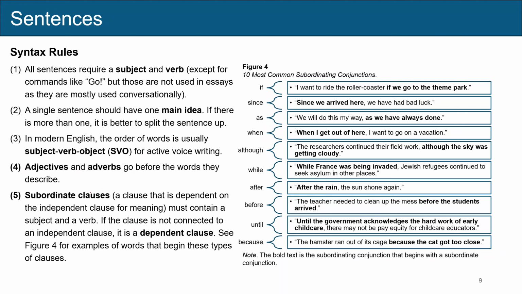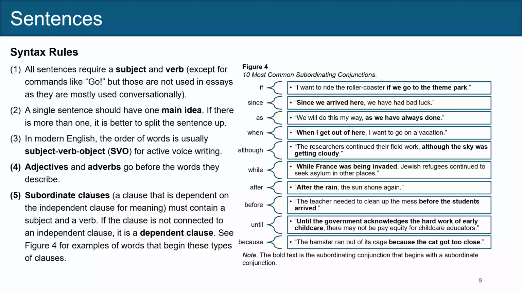In English, to use that active voice, we're going to use subject, verb, object as much as possible. Occasionally, the odd passive voice is fine, but predominantly you should be using active voice. We put our adjectives, so adjectives are anything that describes a noun, and our adverbs, so adverbs are anything that describes a verb, an adjective, or another adverb, before the words they describe in English.